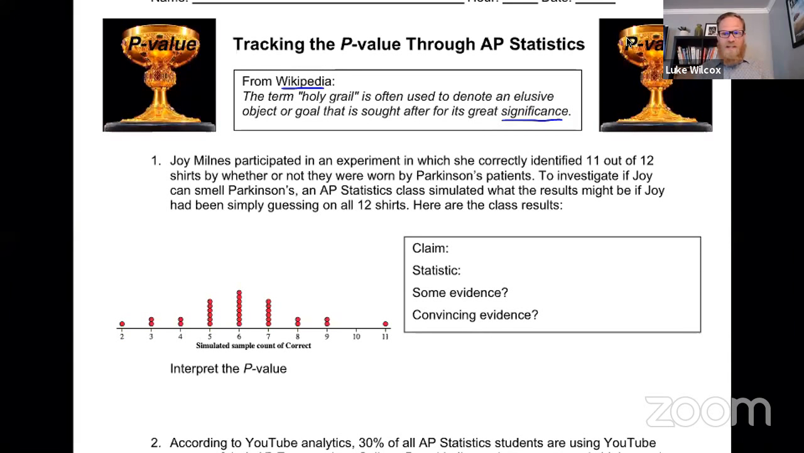So the goal of today is not to have some memorized thing like, if the p-value is low, then we're going to reject the null hypothesis. That is not the goal. The goal is to understand what that p-value is telling you. What is the interpretation of that p-value, which ultimately will lead to your conclusion to reject the null or fail to reject the null. But I just want to make sure that we have a proper understanding of the p-value.